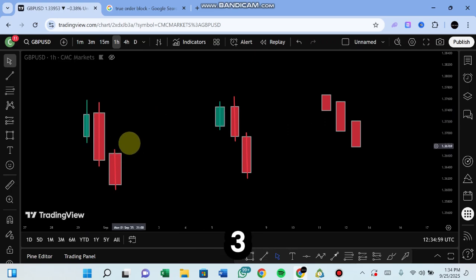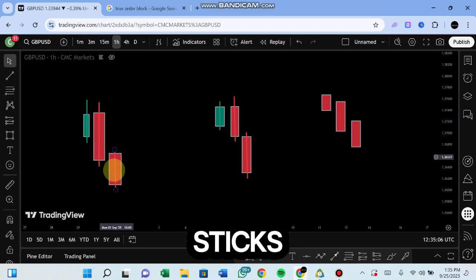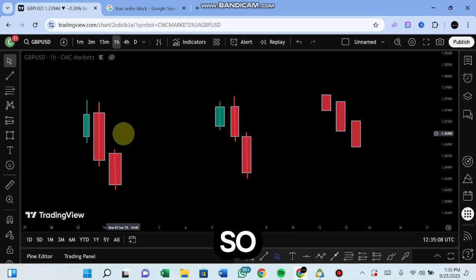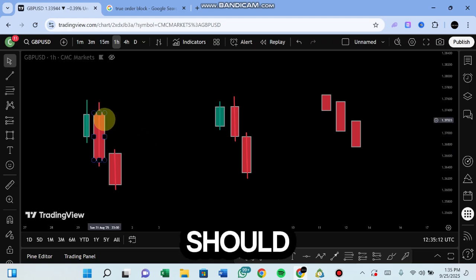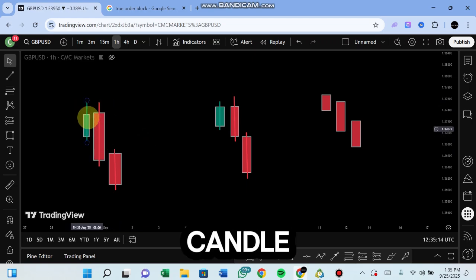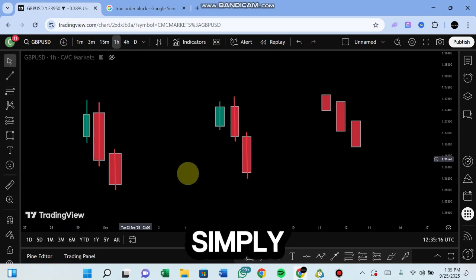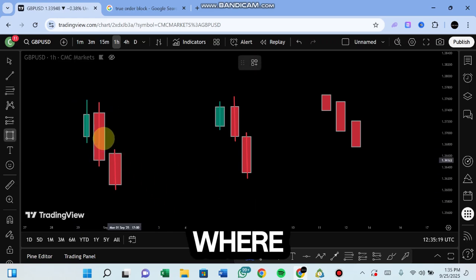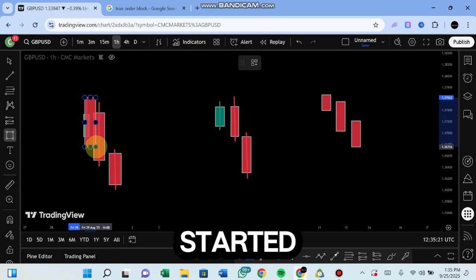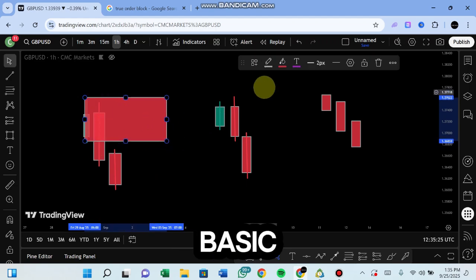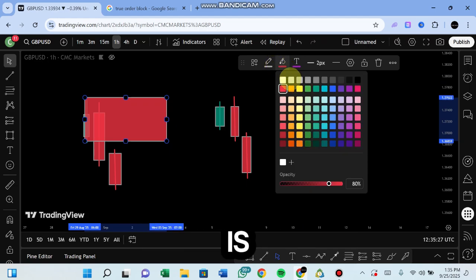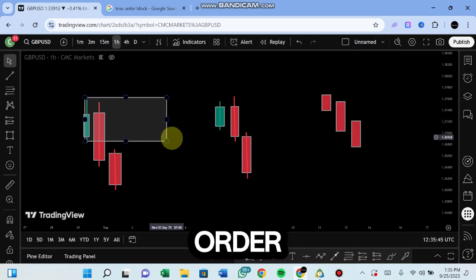So we have three candles: a green candle, then a large red candlestick. The basic understanding is that the red candle should engulf the green candle, and then all you need to do is simply mark out where the green candle started from. That is the basic understanding of what an order block is.